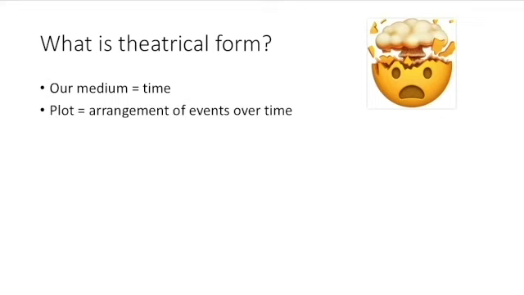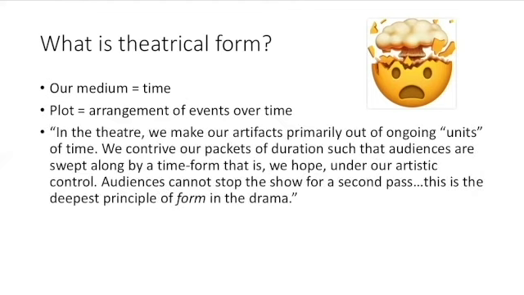In the theater, the order in which we see events, the length or duration of each event, the way that they build on each other, their relative emotional weight to each other, this constitutes our form, and it's different from the story. As Scanlon puts it, in the theater, we make our artifacts primarily out of ongoing units of time. We contrive our packets of duration such that audiences are swept along by a time form that is, we hope, under our artistic control. Audiences cannot stop the show for a second pass. This is the deepest principle of form in the drama.